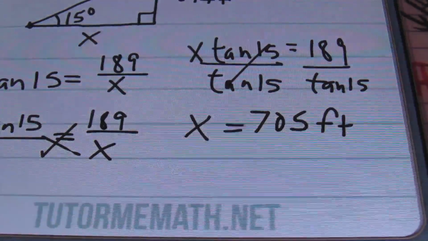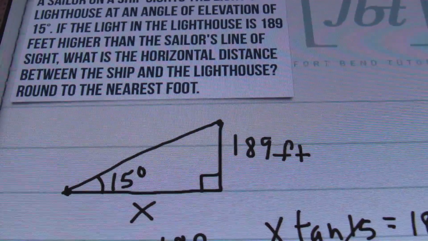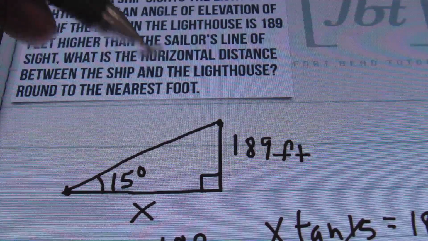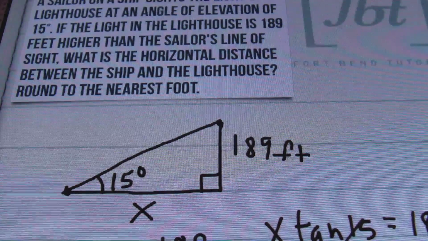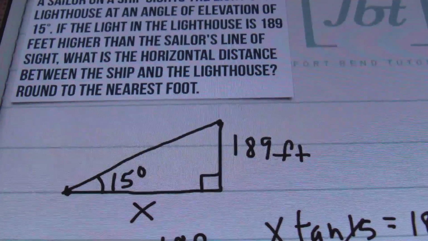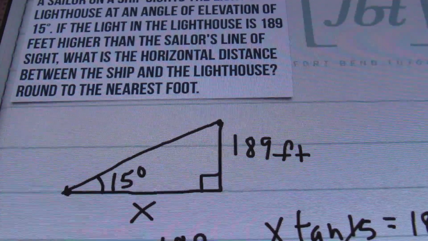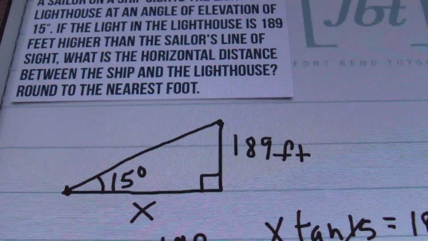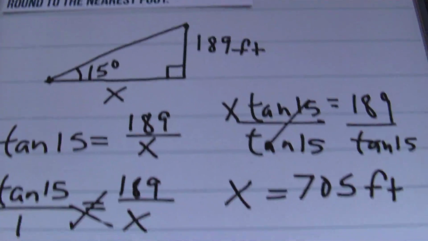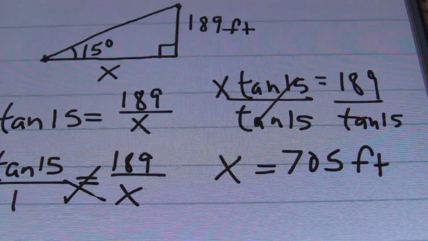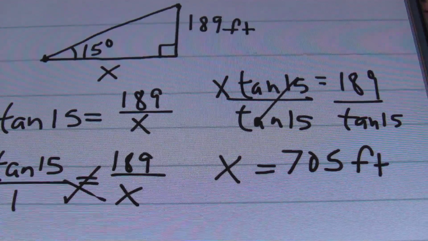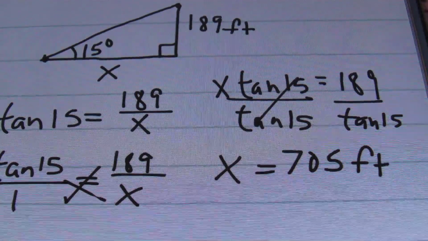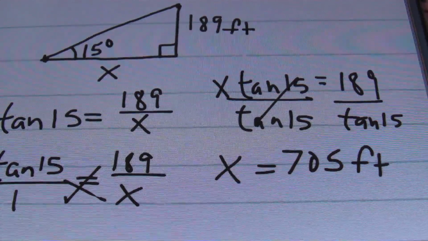705 feet when you round it to the nearest foot, which is what they asked us to do in the word problem. Remember, round to the nearest foot. So you'll end up with 705 and 3,576 ten-thousandths, but when you round it to the nearest foot, ladies and gentlemen, you'll get 705 feet, which is the distance between the ship and the lighthouse. And that, ladies and gentlemen, is the answer to this word problem right here.